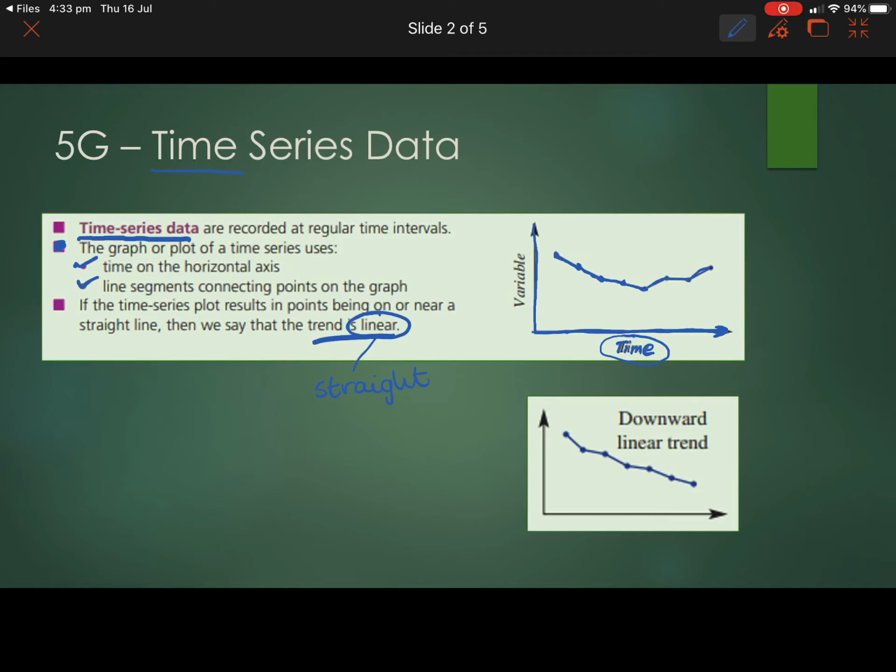If your dots form a pretty similar straight line, looking at this one over here, we've got dots along here. When you join them, it looks pretty straight, so we say it has a linear trend. And this one is going downward. You can see that as time goes on, the points go down. So we say downward linear trend. Okay, we'll do an example. Hopefully it'll make a bit more sense.